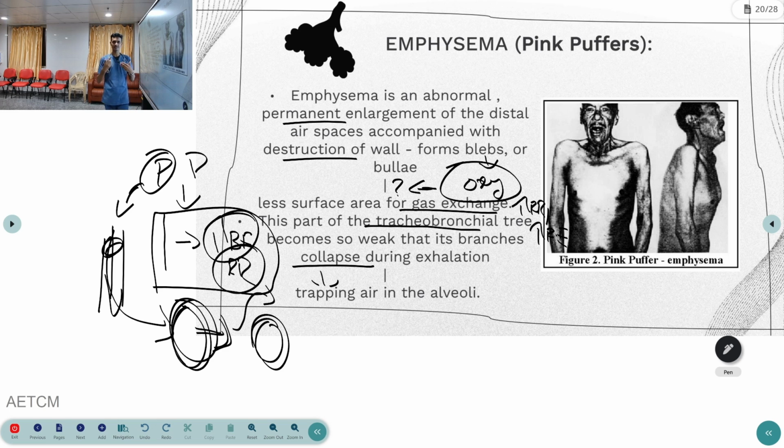When the person has an increased work of breathing, you can see the signs: pursed lips, a hyperinflated chest, accessory muscle usage. Those are the increased respiratory effort, the sign of the buffers. Pink indicates the color of the person. So that is called pink buffers. These persons have a thin body build, and they have an increased work of breathing.